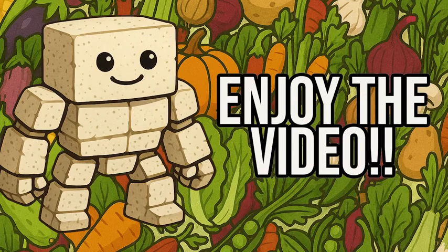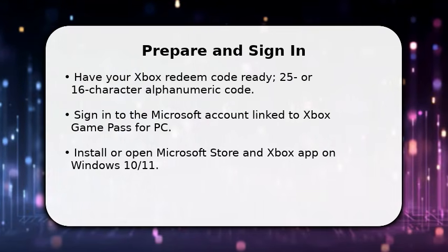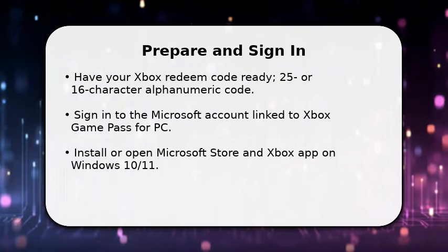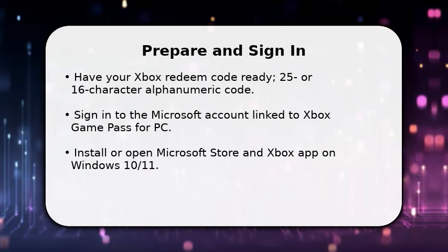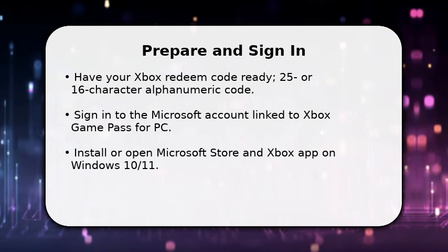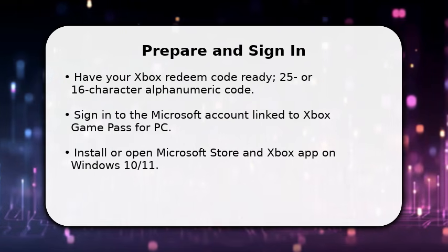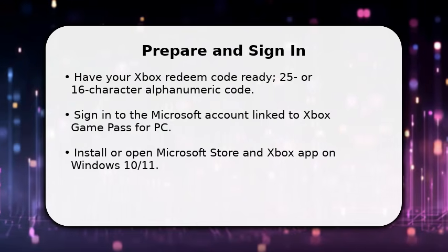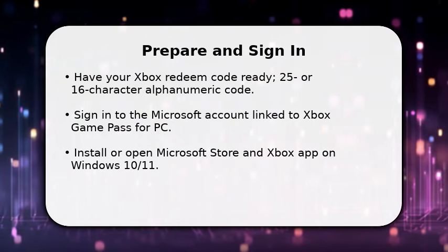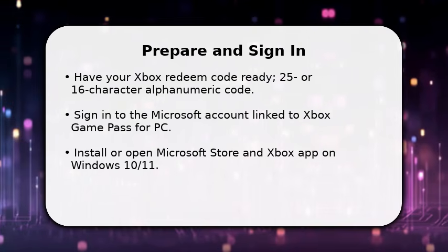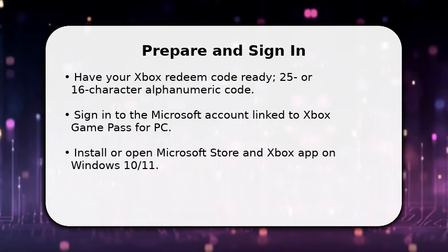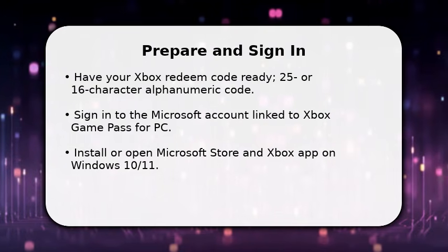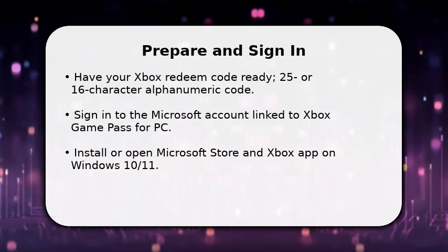Please enjoy the video. You start by preparing the essentials, your redeem code and the Microsoft account you'll use. Sign into the account on your PC, then open Microsoft Store and the Xbox app so they're ready. Once done, make sure the account is the one with an active payment or billing info if this is a subscription activation. You're doing this now to avoid interruptions, get the code visible, and the apps signed in before moving to the redeem process. Now you redeem.